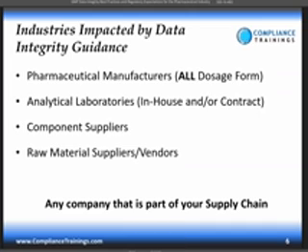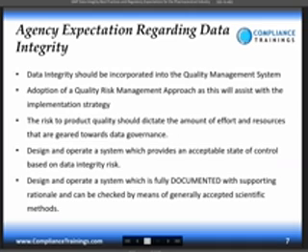So impacted industries by the data integrity guidance are going to be your pharmaceutical manufacturers, basically all dosage forms, analytical laboratories to include in-house and/or contract analytical laboratories, component suppliers, and also your raw material suppliers and vendors. So any company that is basically part of your supply chain will be impacted, or is impacted, by the data integrity guidance.